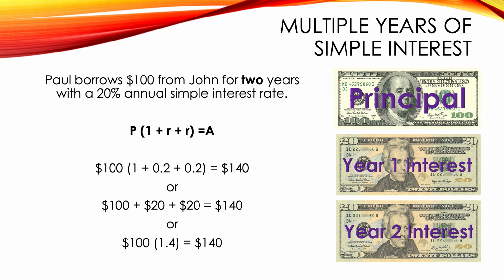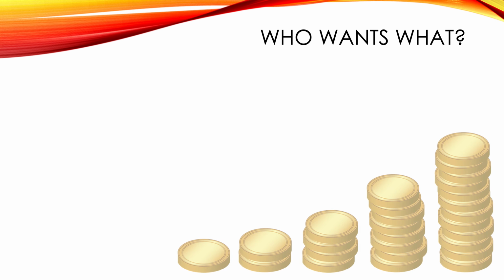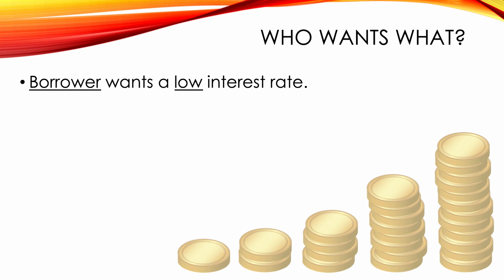So one of the things, again, that students get confused about the most is straightening out who is who and who wants what in these situations. So I made this little slide about it. Who wants what? Well, the borrower wants a low interest rate. They want the interest rate to be as low as possible. Why? Well, because they pay interest, right? They don't want a 20% or a 50% interest rate. They'd like a 2% interest rate or a 5% interest rate. Something nice and low because they're the ones who have to pay the interest.